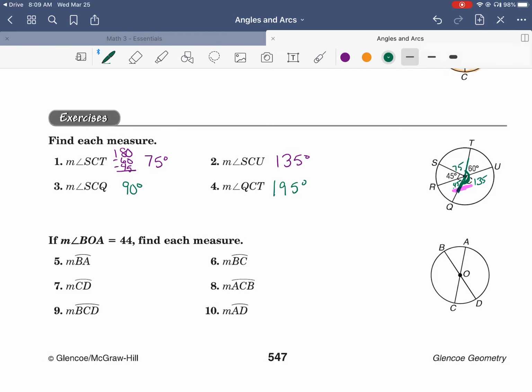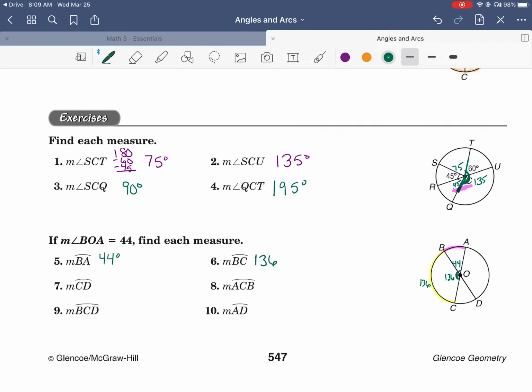Okay. Down here, measure of angle BOA is 44. So if we want to find the measurement of arc AB, the central angle and the arc are the same. So they're both 44 degrees. BC, so I'm trying to find BC. These two right here have to equal 180 degrees. If I already have 44, this one's got to be 136. If that angle is 136, this arc is also 136.